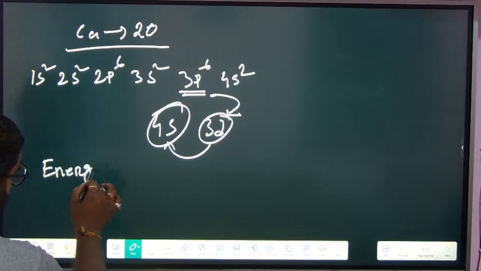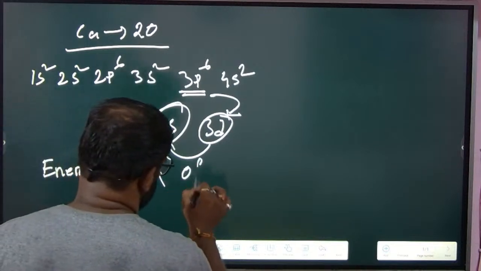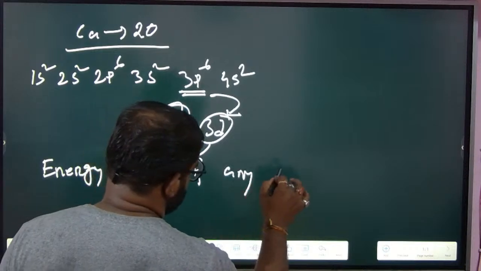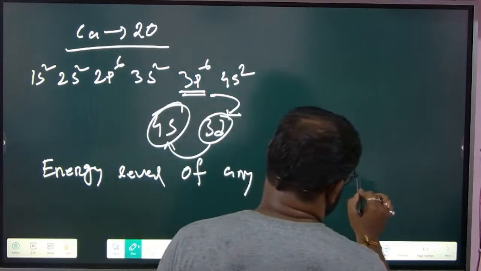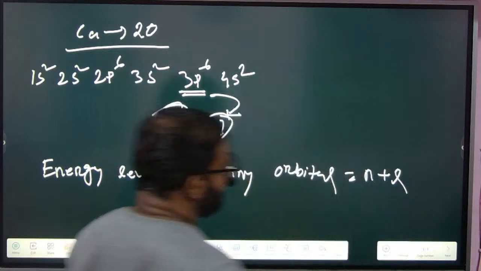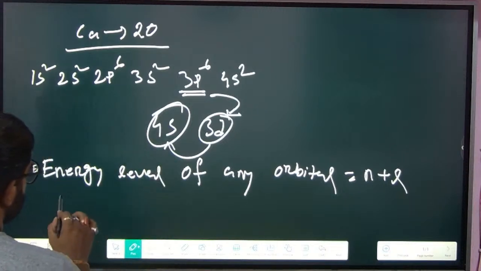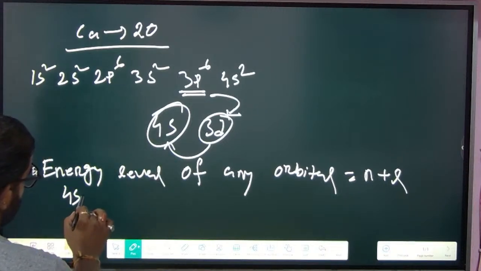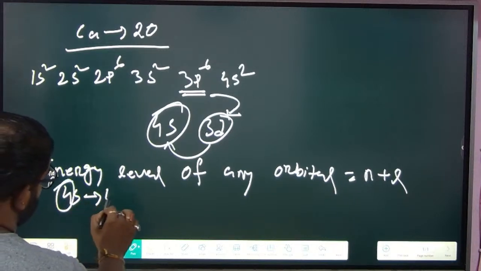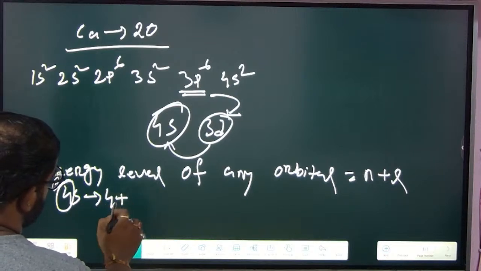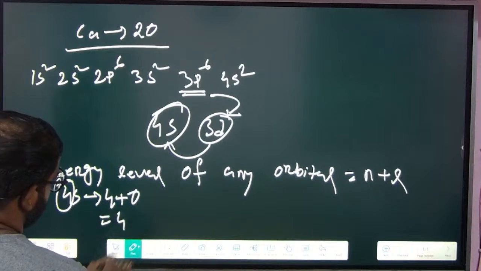The formula of energy level of any orbital is n plus L. So for 4s orbital, the energy level is what? The value of n is what? 4. And for s, as we have found, the value of L is 0. So 4 plus 0 is 4.